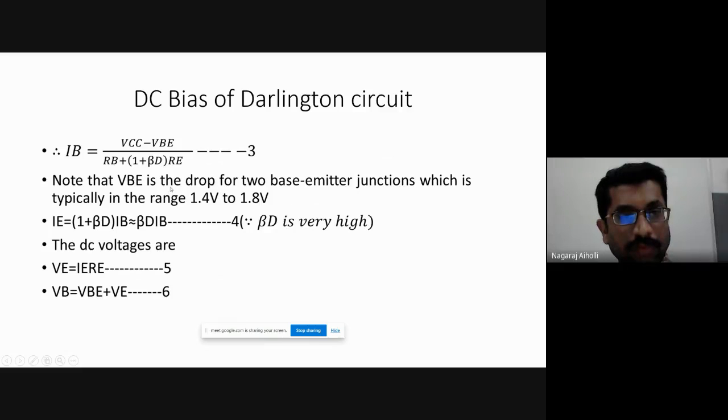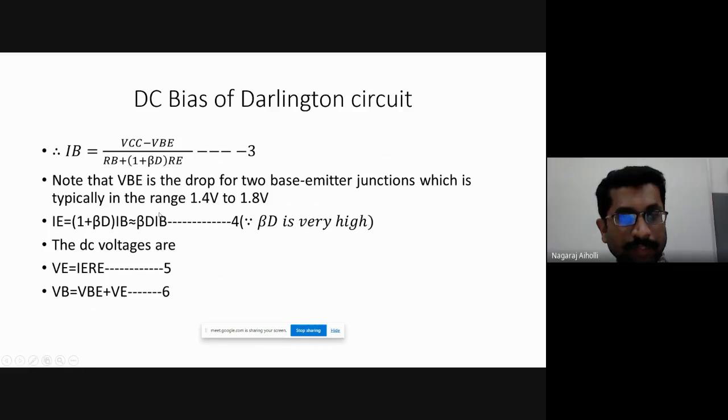Now VBE, the base to emitter voltage, is of two transistors, because it is the connection of two transistors. Therefore the base to emitter voltage will be almost double. We know that for a silicon transistor VBE is 0.7 volts. But as two transistors are connected, it will be in the range of 1.4 volts to 1.8 volts. That is a typical value of VBE for the Darlington pair.